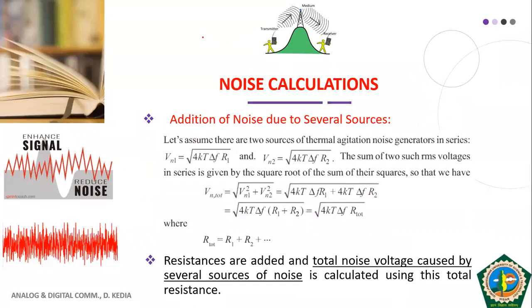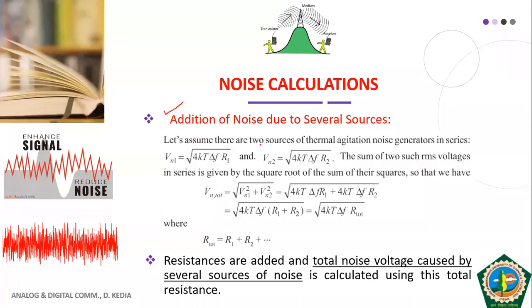So students, after discussing the types of external and internal noise, now we move to noise calculation. How do we calculate different noise parameters? One kind of calculation that we need with respect to noise is when we need to add the noise due to several sources. If we have several sources, how do we add the noise?